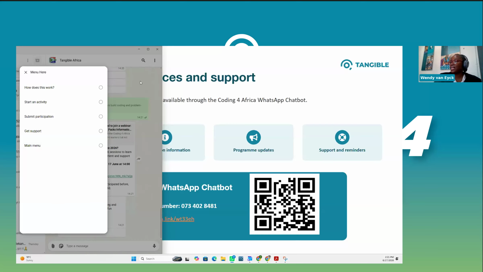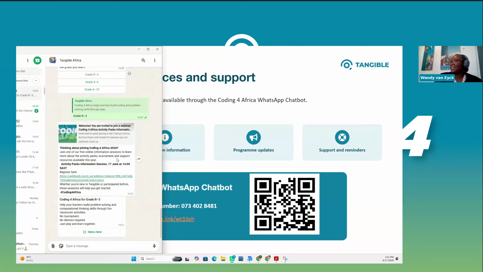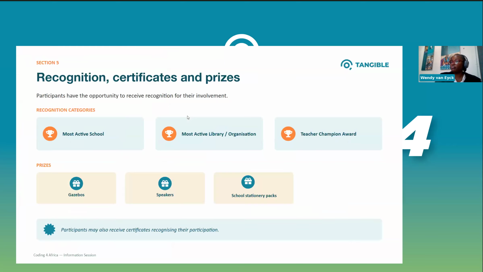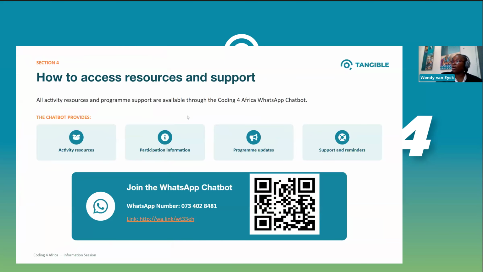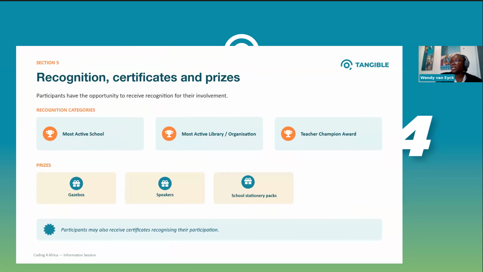So that is the chatbot. Please remember again that your chatbot does go to sleep. So all you need to do when it does go to sleep is just type coding for Africa, or you type menu and the menu option will pop up again. I hope that helps. Okay. So I am going to move on from the chatbot and jump into recognitions and certificates and prizes.